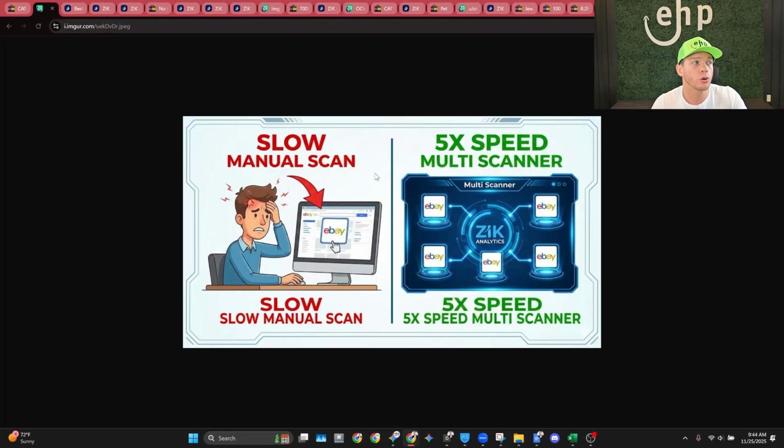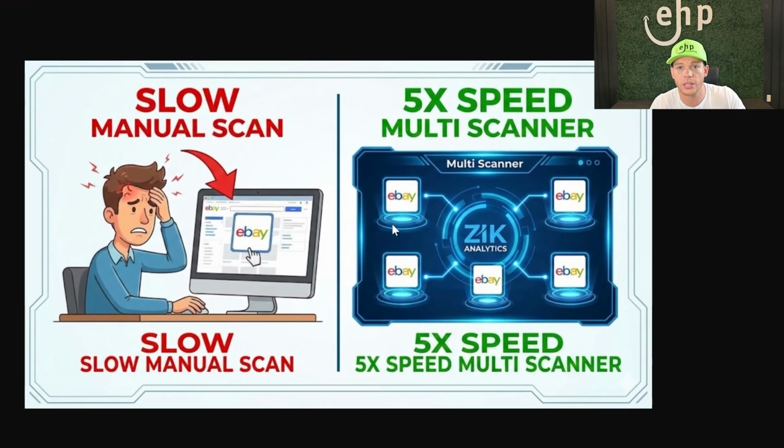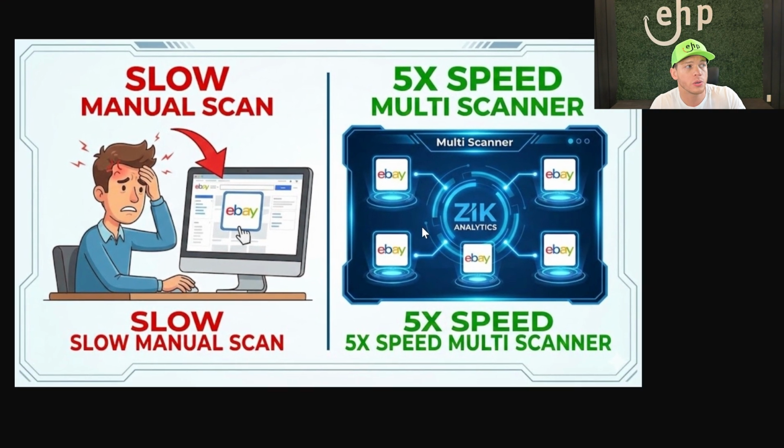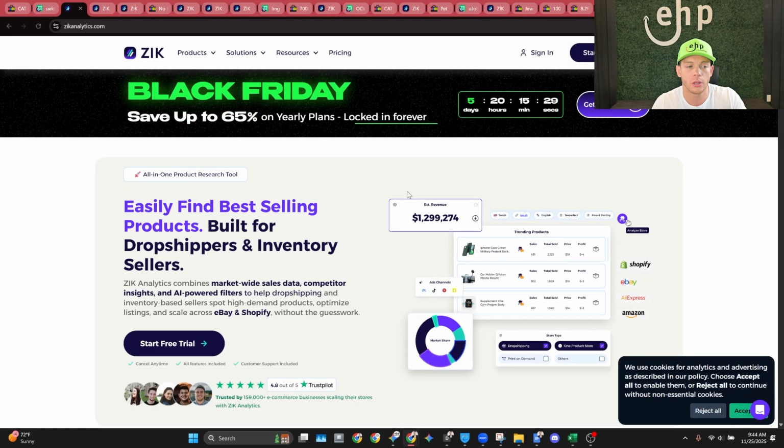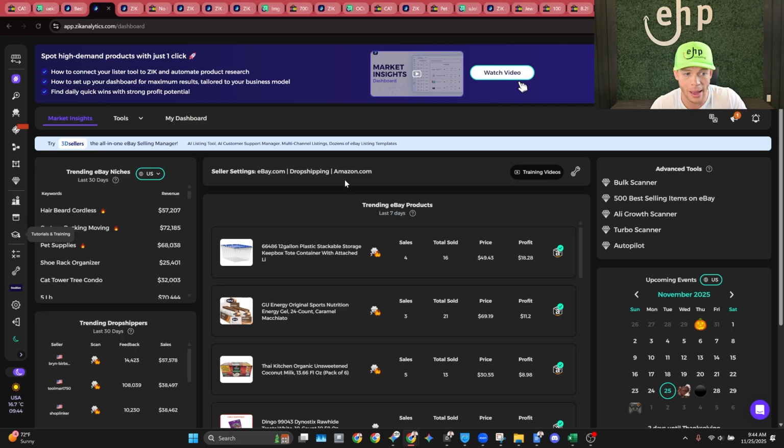Now, in order to find your competitors and do a full scan, what you're going to do is use a tool called Zik Analytics, which is much faster than doing it manually. You can go to zikanalytics.com. The link's right in the description. Now, it's up to you. You can always do it manually. But right when you go to zikanalytics.com, it's going to give you this little portal.